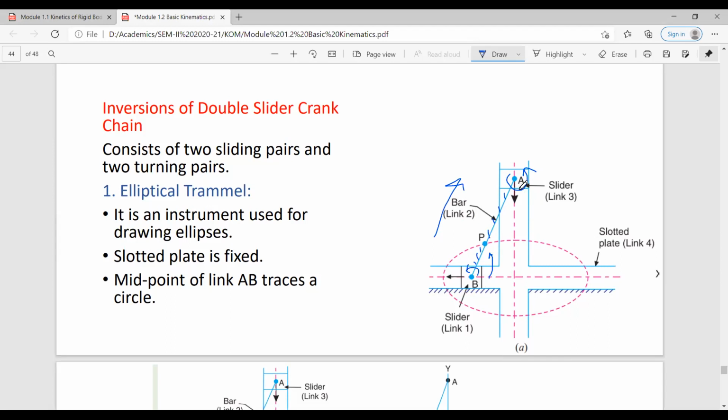So one can say that an Oldham's coupling can be used to transmit power between two shafts which are not coaxial. Say this is one shaft and this is another shaft; these are coaxial shafts, where the axis of shaft 1 and of shaft 2 will coincide. But in the case of shafts which are offset, which have their axes offset by some distance, you can use the Oldham's coupling to connect these two shafts, 1 and 2, whose axes are parallel to each other by a small distance r. So you can transmit power from shaft 1 to shaft 2 using the Oldham's coupling.